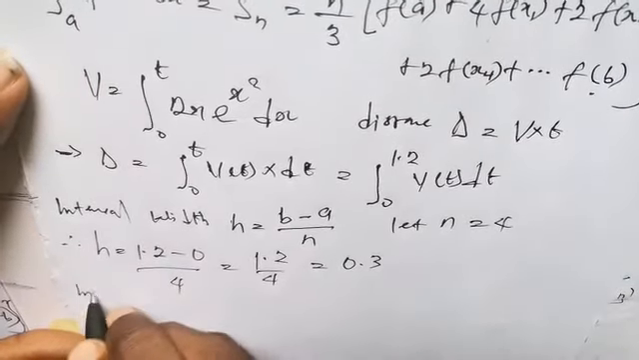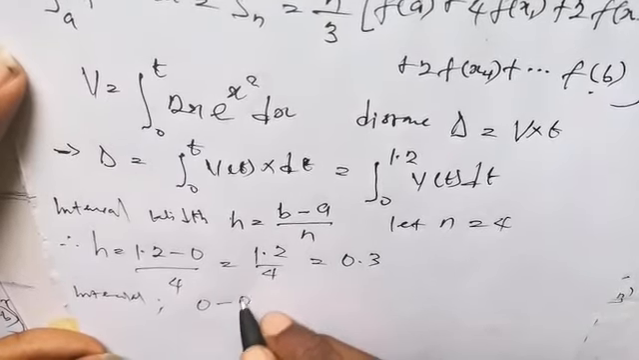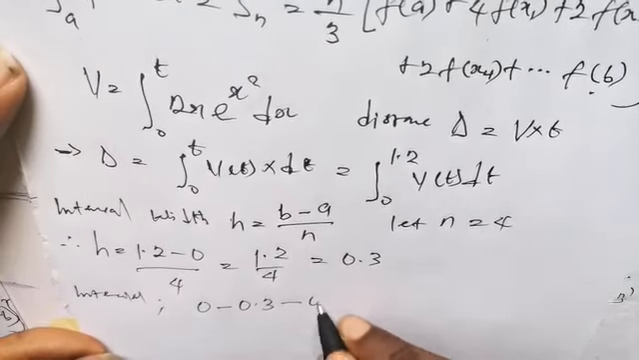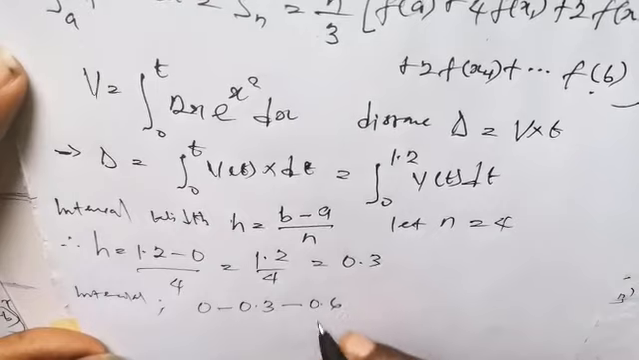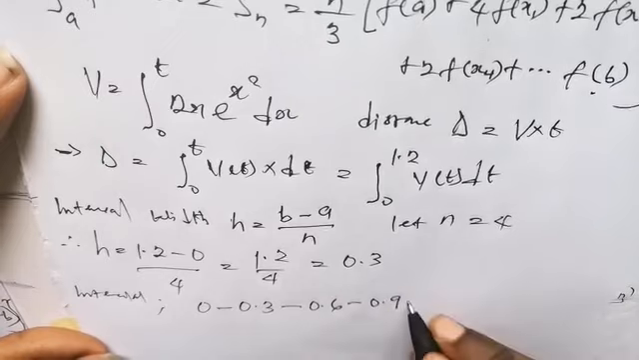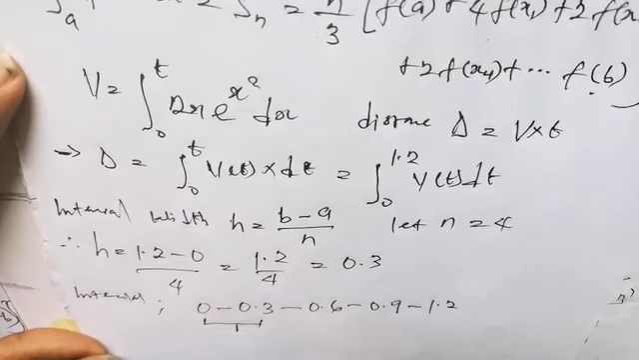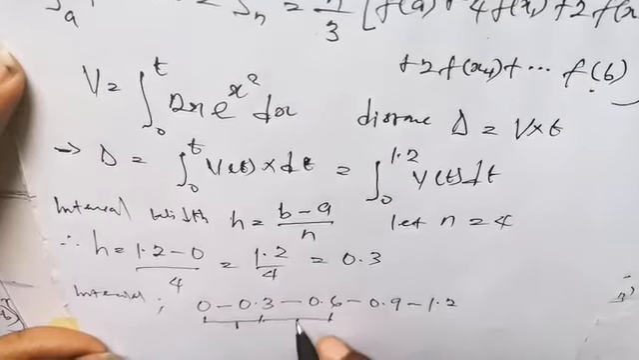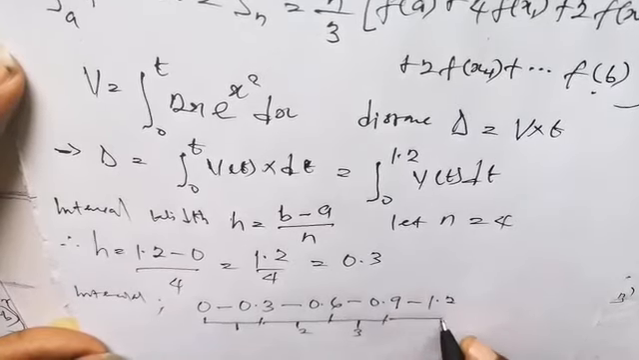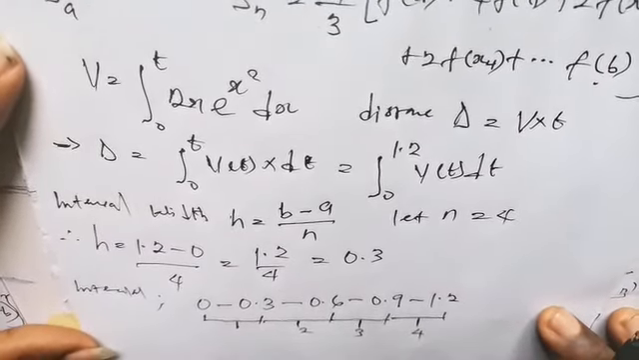Therefore, the intervals become from 0 to 0.3. Add 0.3 to 0.3, from 0.3 to 0.6. Add 0.3 to 0.6, it becomes from 0.6 to 0.9. Add 0.3 to 0.9, you have 1.2. Now let's check. From 0 to 0.3 is the first interval, 1. From 0.3 to 0.6 is the second interval, 2. From 0.6 to 0.9 is the third interval, 3. From 0.9 to 1.2 is the fourth interval, 4. So we are in order.